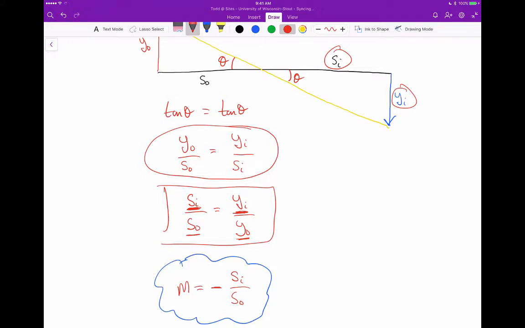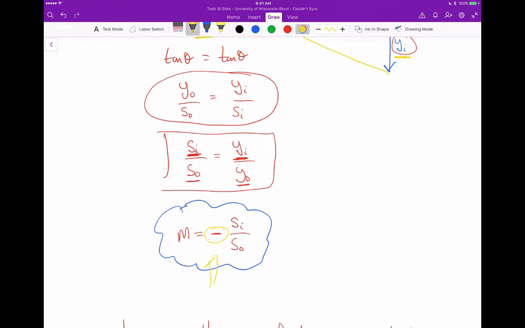Now, one little change. Because of our sign convention, we need to include a minus sign in our equation for magnification, and that's simply because in this scenario up here, SO and SI are both defined as positive, whereas YO is positive and YI is negative. So to roll that in there, we have to explicitly put in this minus sign. So our magnification equation then is M is equal to YI over YO, or negative SI over SO, and that minus sign then will give us the same result for both of these.